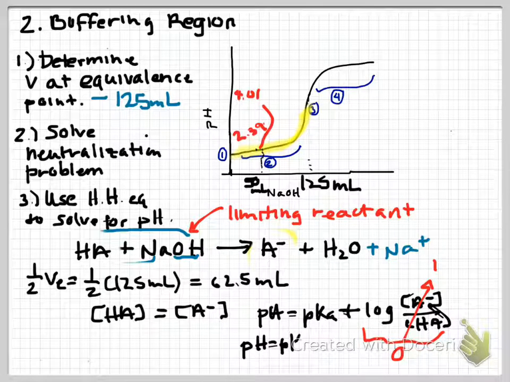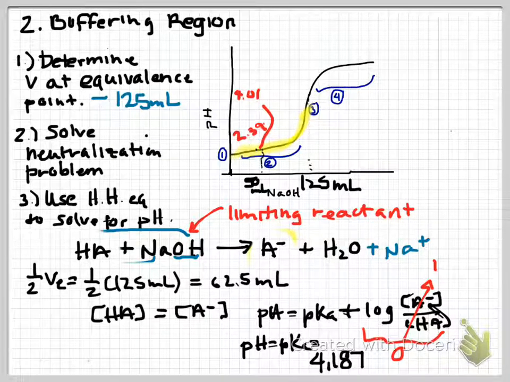So the pH equals pKa, which equals 4.187. And that's at the half equivalence point. Be careful not to take the pH at the equivalence point and just divide by 2. It's not the pH, it's the volume that divides by 2 to get your half equivalence point. So with that, that's kind of how we will deal with the buffering region.